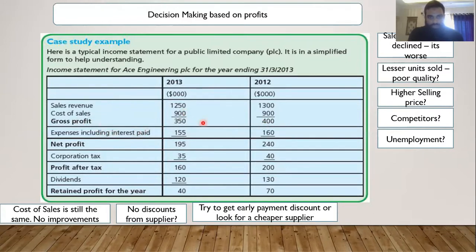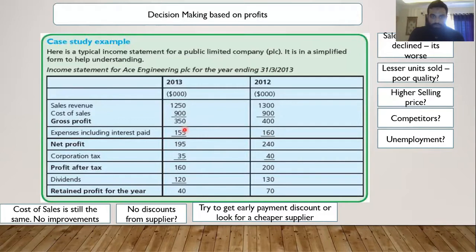Now let's talk about gross profit. My gross profit is declining. The main reason is the decline of my revenue. Let's see if there is any other reason that is affecting my net profit figure, which is a decline of nearly 45,000.